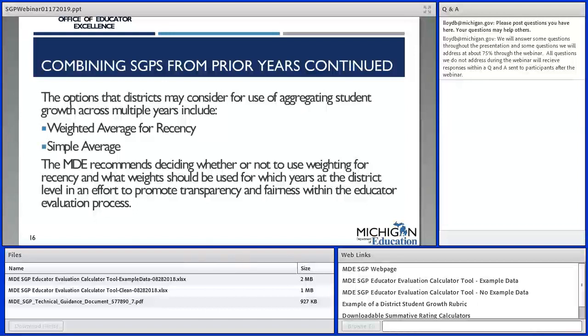But a simple average, just averaging SGPs over a 3-year period, is also an acceptable aggregating measure. Some districts are choosing to do that because they want consistency and to make sure there's a balance across the 3-year period, and that is also an acceptable procedure. MDE recommends deciding whether or not to weight for recency, and what weight should be used for the years, at the district level, because, as Joe mentioned earlier, it's very important to promote transparency and fairness across the district within the educator evaluation process.